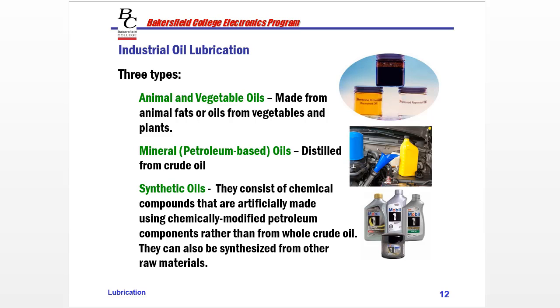And then there's synthetic oils, the third type. So they consist of a chemically made compound that are artificial. So we call it synthetic. They're artificially made using petroleum components that are chemically modified. So we don't use the whole crude oil, but we do use a component of petroleum. They can also be synthesized from other raw materials. So synthetic oils.